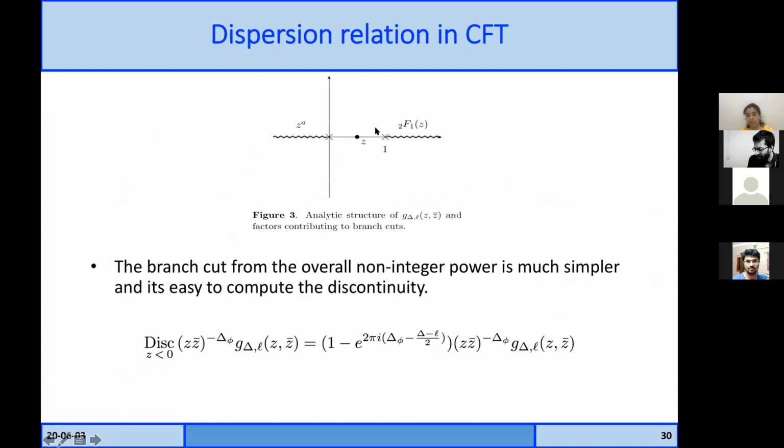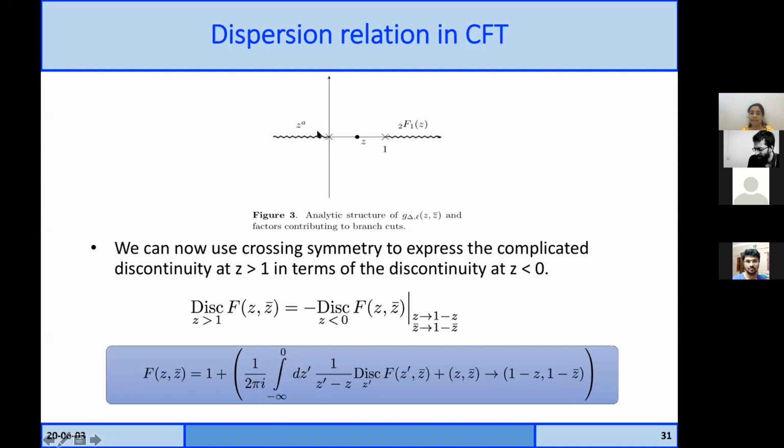This is how the branch cut of the correlation function looks. If you look at the individual blocks, and focus on the discontinuity which is coming from the z power alpha, this is simple. This is just the same stuff that I discussed in the previous slide. It picks up only a phase times the conformal block. So the discontinuity of a conformal block when z is less than 0 is a phase factor times the conformal block itself. This phase factor is very important, as we will see now.